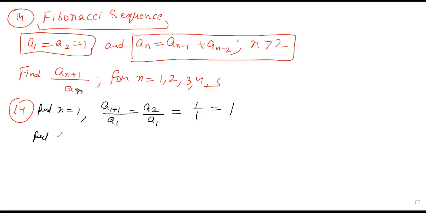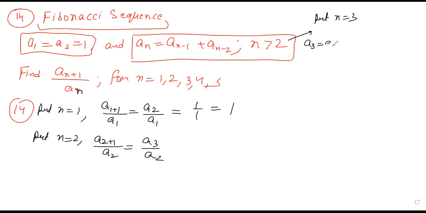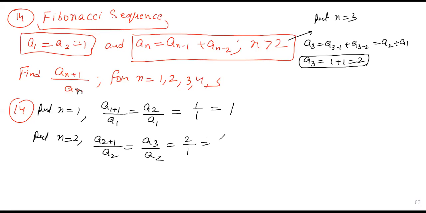So put N equal to 2. What are we getting? 2 plus 1 and A2, that is A3 by A2. Now we don't have A3, so first we have to find A3 from here. Put N equal to 3. A3 is A3 minus 1 and 3 minus 2, that is A2 plus A1. We have the values, 1 plus 1, that is 2. So apply here, the A3 value is 2, and 2 by 1, that is 2, is the answer.